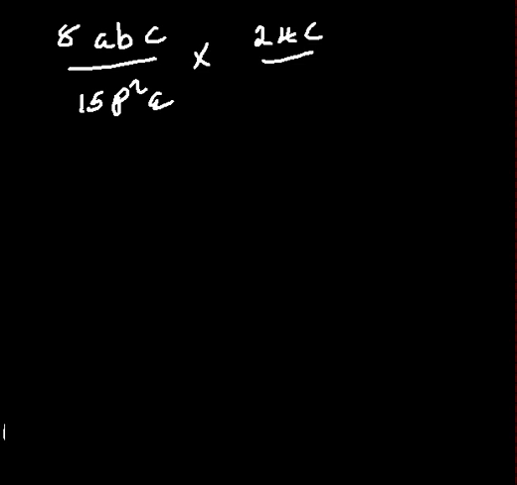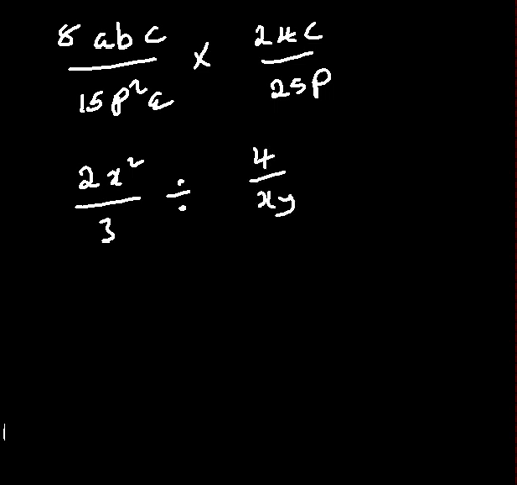So how about if we have this as well? Let's say we have 8abc over 15p squared q, times 24c over 25p. And what if we have, let's say, 2x squared over 3 divided by 4 over xy. How do you think we can have that as well?